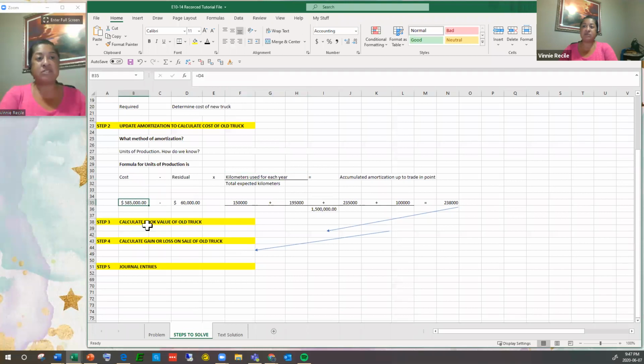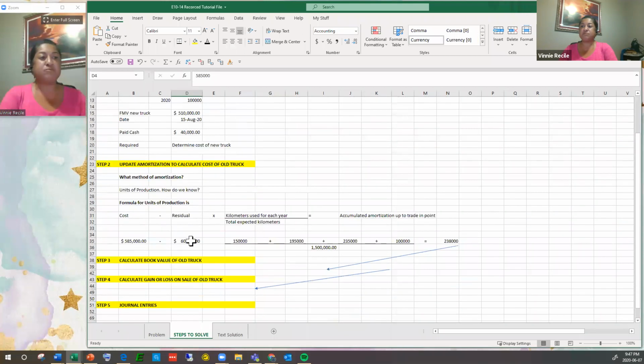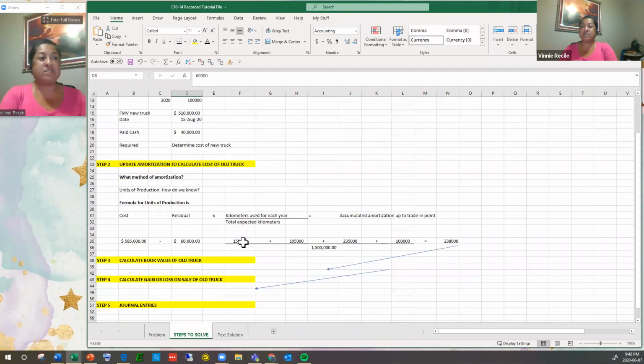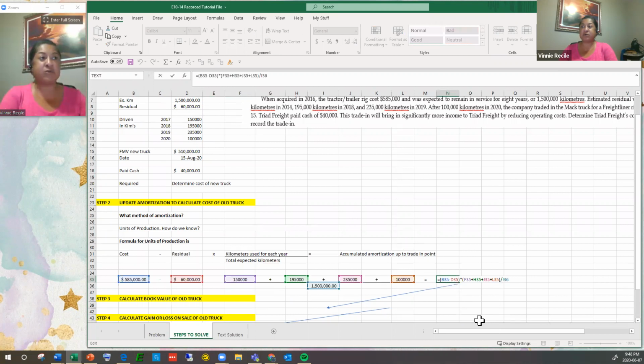So let's plug in the numbers. We have the cost here of 585,000. That's given to us right at the top. We have the residual value of 60,000, again given to us here. And then we proceed to add in the numbers of kilometers by year. So these are all numbers that I've referenced right up here and just added them together, divided by the total expected number of kilometers, which is right here. The calculation of the formula is basically broken out here for you. If you double click onto the cell, you'll see I've basically dropped the formula in. So it's cost minus residual multiplied by this formula of adding up all the kilometers used divided by the total expected kilometers.